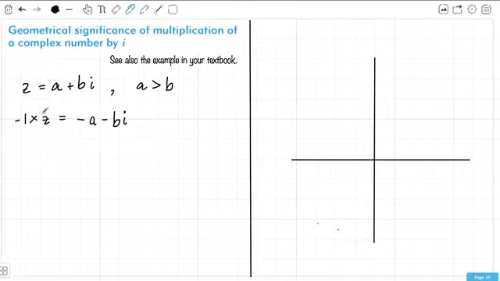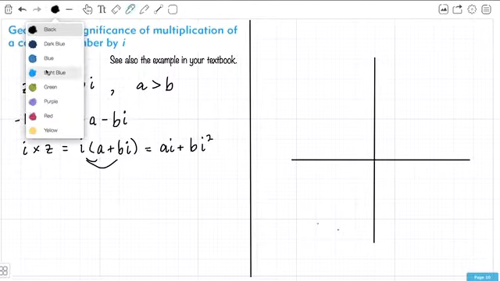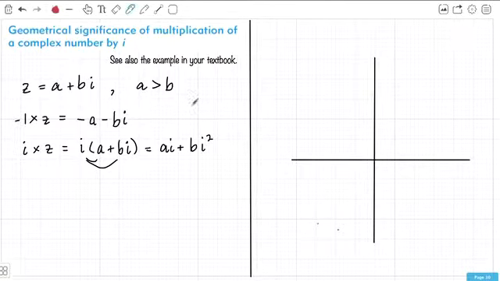So the first one I've done here is I've multiplied z by -1, and you can see what that does is it changes the signs of the complex number. If I multiply z by i, which is a complex number that I'm multiplying by now, I'll write it out as a bracket, so i outside of a plus bi. We're going to expand through here, so I'm going to have ai plus bi squared. Now remember, the key thing is that i squared equals -1. That's a really important result that you want to use in a lot of your complex number simplification.